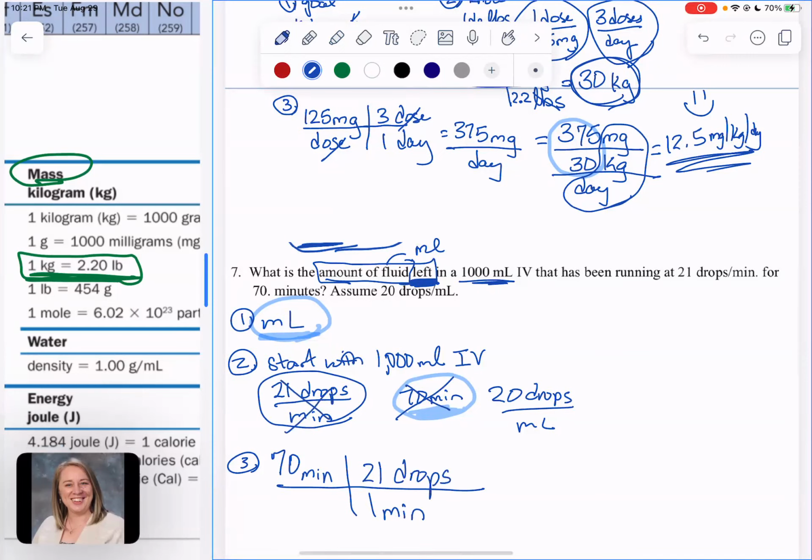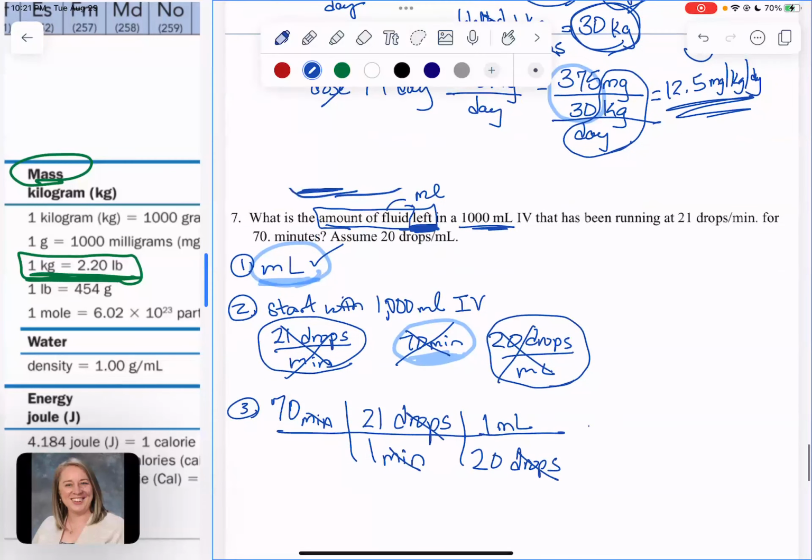So I use that. My minutes cancel, but I'm not in the unit I want, milliliters. So I have to go to my other piece of information, and I know that there are 20 drops in 1 milliliter. So I've used that. My drops cancel. I'm in my goal unit. That's great. So that should be, if you calculate it, 74 milliliters. Does this answer my question? Not quite.